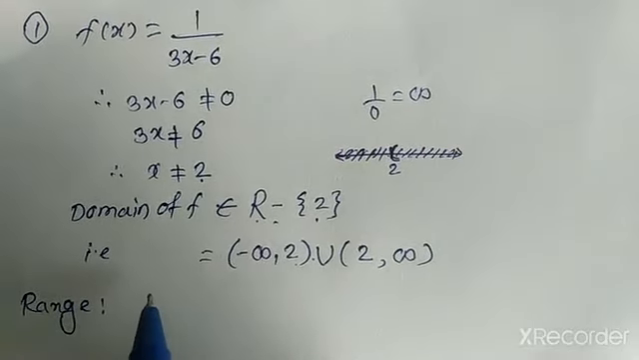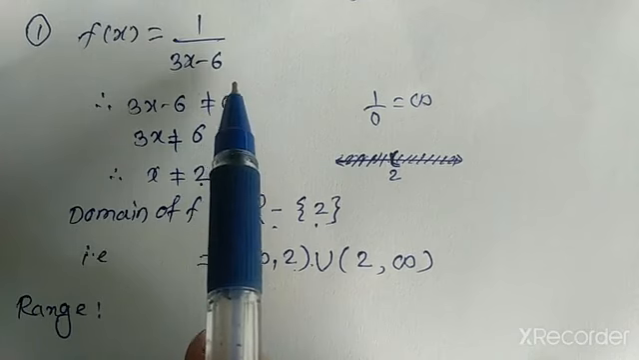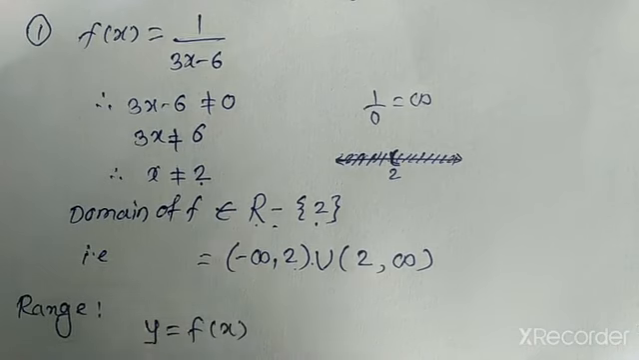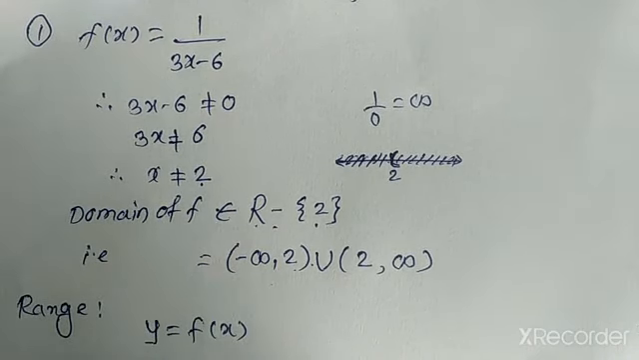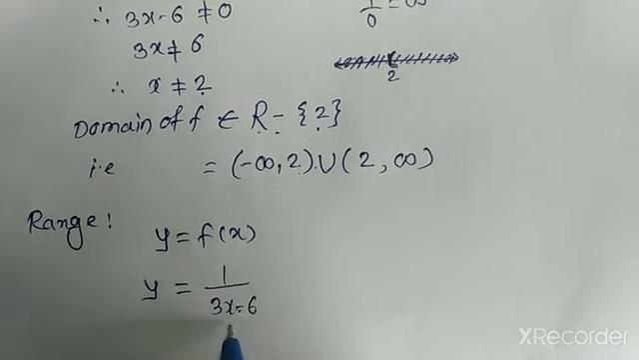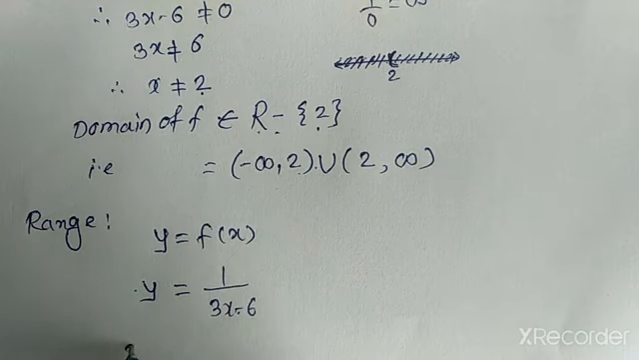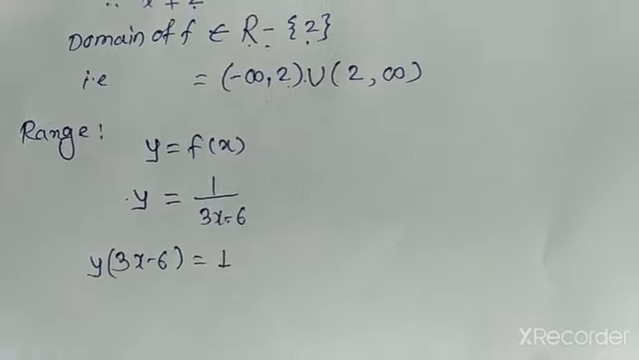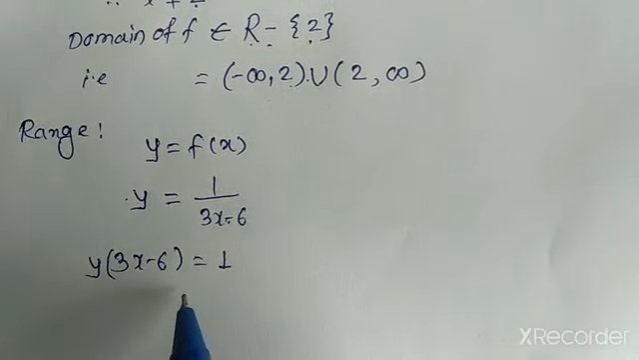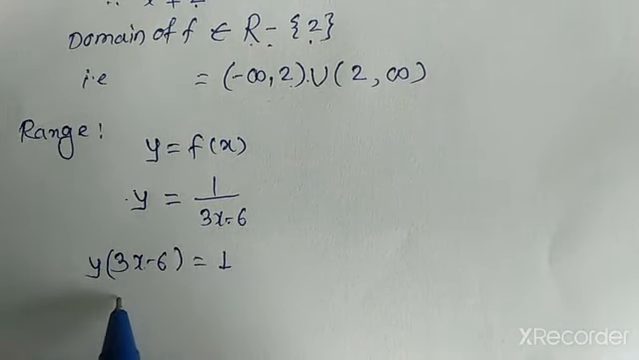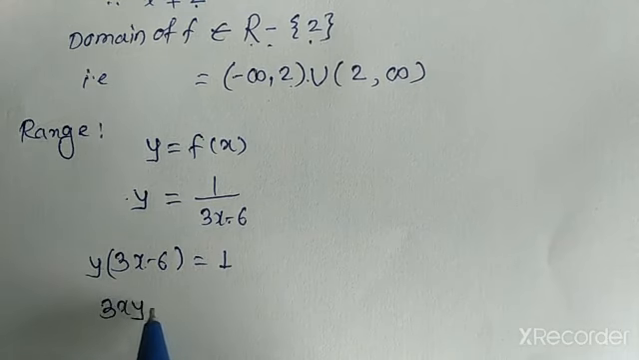Now here the function is y equal to f of x equal to 1 upon 3x minus 6. So it can be written as y is equal to 1 upon 3x minus 6. The denominator can be multiplied to the left side, so it will be y into bracket 3x minus 6 is equal to 1. We have to write an expression in the form of x now. Multiplying y into the bracket, 3xy minus 6y is equal to 1.